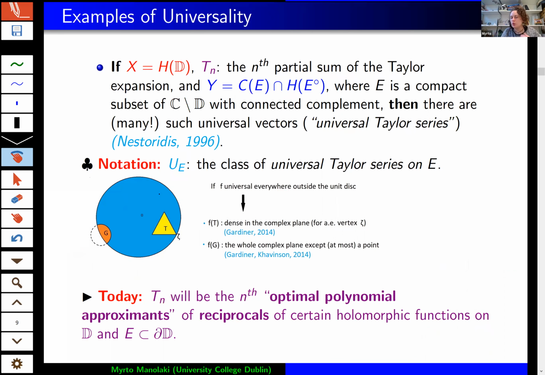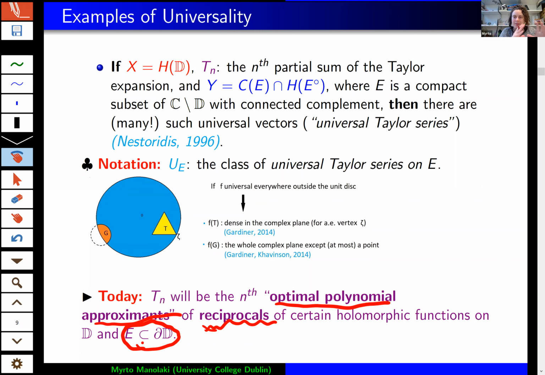Of course, what we are going to do today is see that instead of studying Taylor approximants, we will study optimal polynomial approximants. So Tn will be the optimal polynomial approximants, not of functions, but of reciprocals of certain functions, of reciprocals of functions belonging to the Hardy space, to the Dirichlet space, to, in general, a category of spaces. And what E will be for us from now on is just a subset of the unit circle.